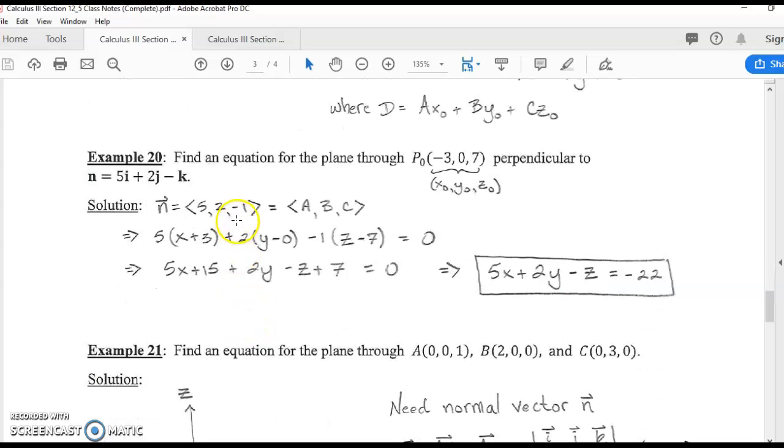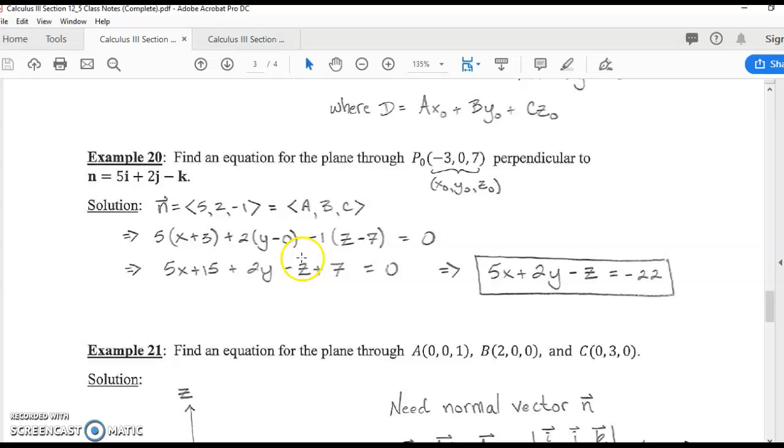All right, example 20. Find an equation for the plane through a point P naught, which has coordinates minus 3, 0, 7. These are coordinates of the point that's in the plane, perpendicular to the normal vector 5i plus 2j minus k. So the normal vector is 5, 2, minus 1. That's our a, b, c. So using the component form of the equation, it's a times x minus x naught. So it's 5 times x minus minus 3, or x plus 3, plus 2 times y minus 0, plus minus 1 times z minus 7.